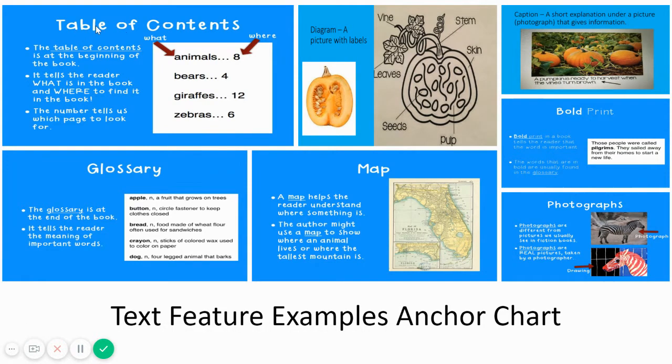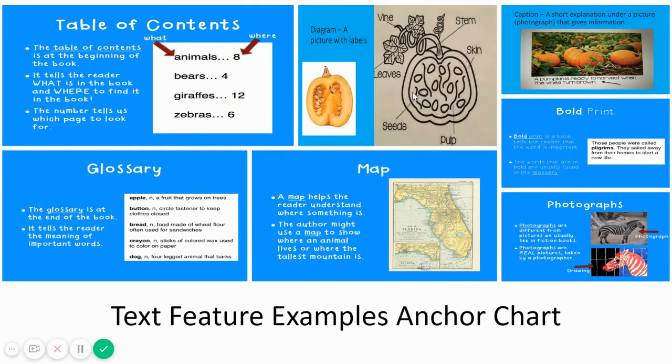So the first one is table of contents. The table of contents, boys and girls, is at the beginning of the book. It tells the reader what is in the book and where to find it in the book. The number tells us which page to look for. For example, if I wanted to learn more about animals, I would look on page 8.